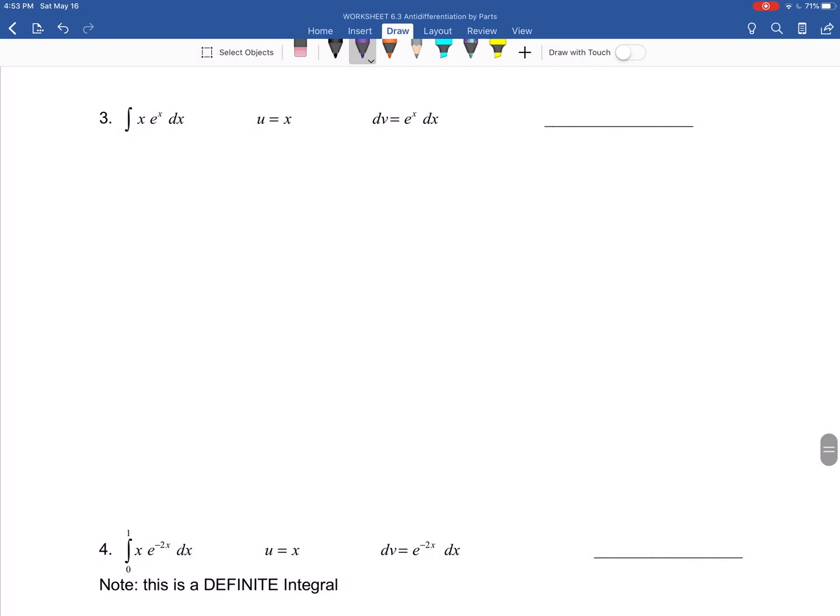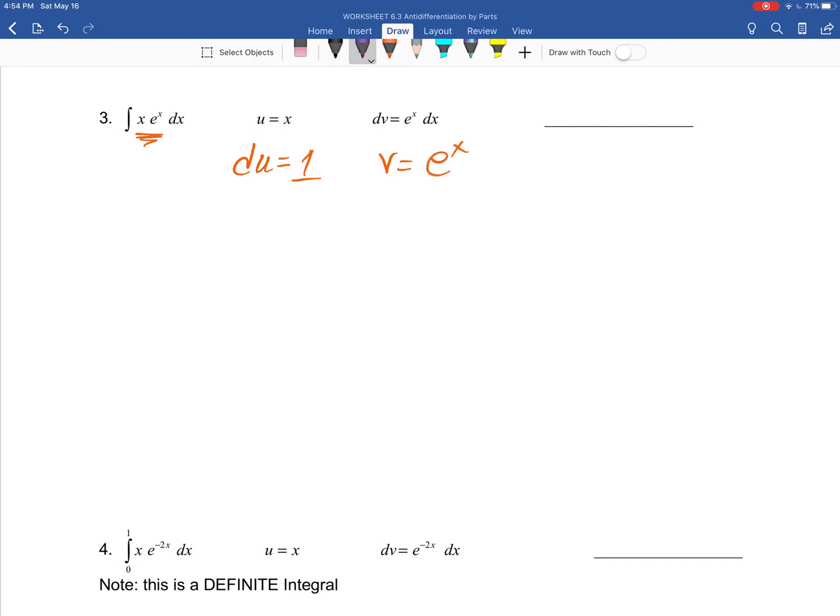Okay, here we go. I picked for you the u is the x, the dv is the e to the x, so we got everything covered. Okay, first step, do the du, the derivative. Oh, the derivative of x, just 1. Okay, the antiderivative. What's the antiderivative of e to the x? It's e to the x.